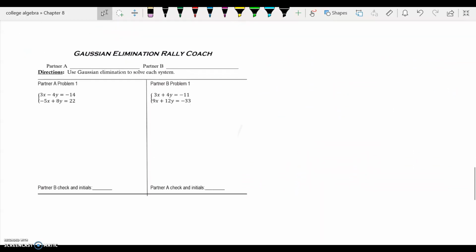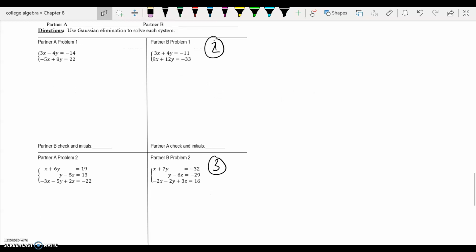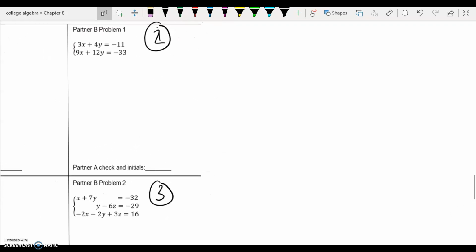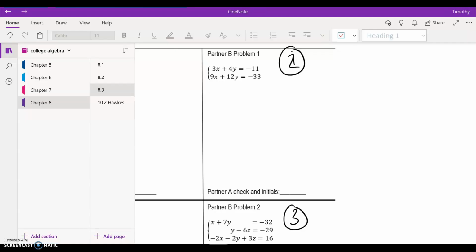Okay, so what I want you guys to do is I want you to do this one as your number 2 problem, this one as your number 3 problem, and submit those to Classroom. Just as some extra practice. And then I will do a short YouTube video for Hawks as well. If you have any questions, please let me know.